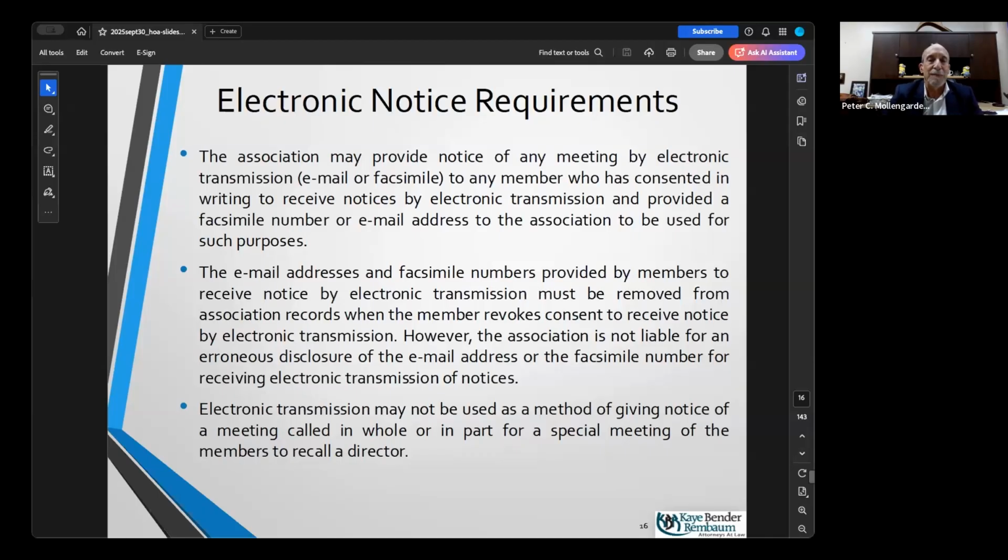Electronic transmission may not be used, though, as a method of giving notice for a meeting, which is called either in whole or in part for the purpose of recalling a director. So you cannot use electronic transmission for a meeting at which a board member is going to be up for recall. Although between you and I, generally speaking, recalls are usually done by written agreement, not at meetings. But if it is done at a meeting, the notice has to be mailed or delivered to the owners, not sent by electronic transmission.